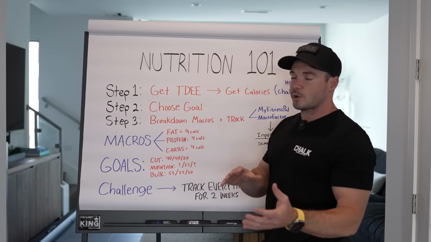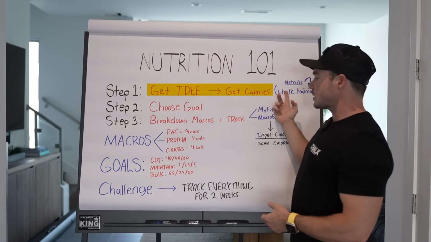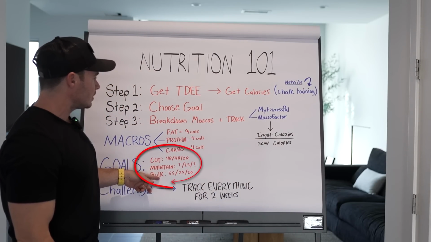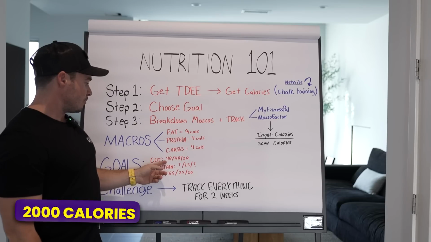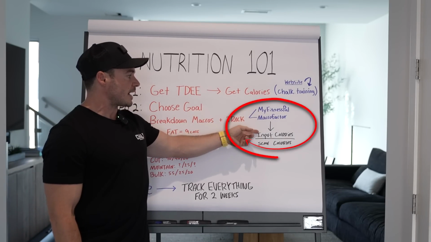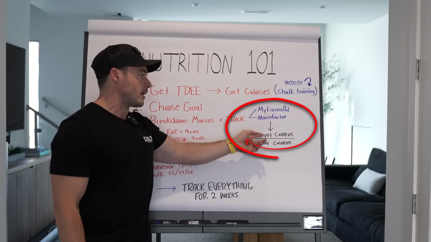So again, let's just do a quick recap because I know I'm talking a lot. You guys are gonna get your total daily energy expenditure on chalk.training. You're then gonna choose your goal, whether it's to cut, maintain, or bulk. You're gonna break down the macros. So let's just say, for instance, you've got 2,000 calories. Then you're gonna break them down into one of these percentages here, and then you're gonna track it on the app. As you track it on the app, whether you input or scan your calories, if you're making a lot of your own food, you're probably gonna be inputting.